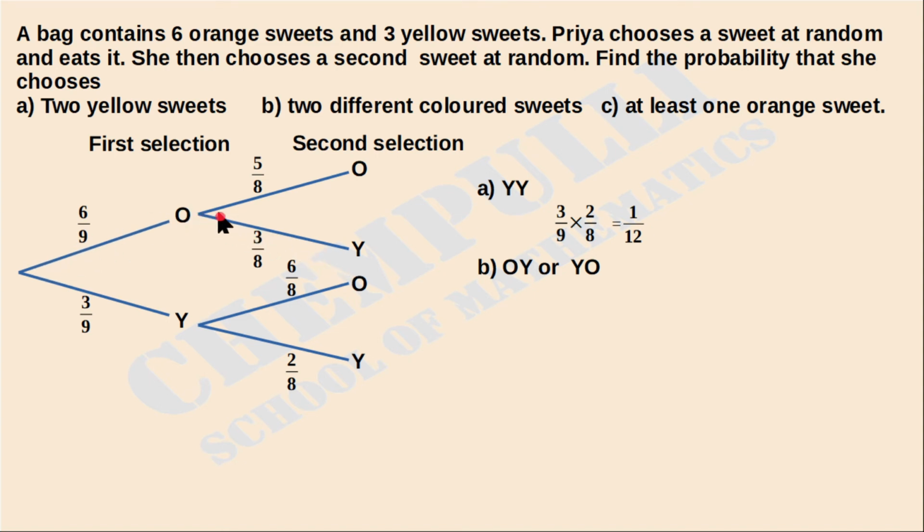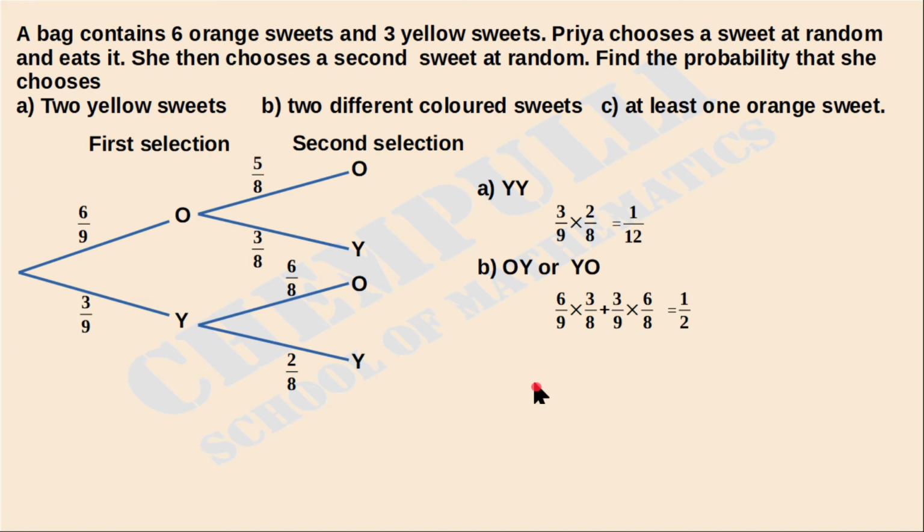Okay, in this branch case, the probability is 6 over 9 times 3 over 8. Then "or" means use which operation? Addition. Then YO means first seed yellow and second seed orange. This part is 3 over 9 times 6 over 8. That means we can write like this. Then simplify, you will get the answer 1 over 2.